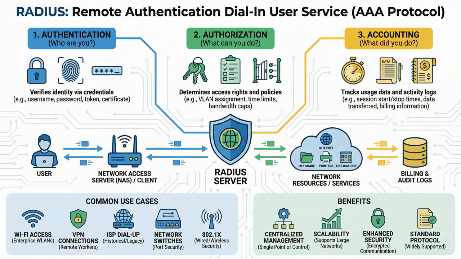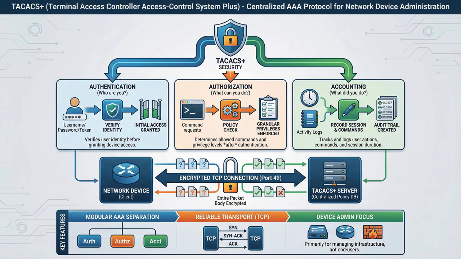TACACS+, however, is built for admin access and device management. It uses TCP for a reliable connection and encrypts the entire payload, not just the password. Most importantly, it separates authentication from authorization. This allows you to give an admin the right to log in, but then restrict which specific commands they can run on the router. You should always run this traffic over a separate, out-of-band management network to keep your admin plane isolated from the user plane.